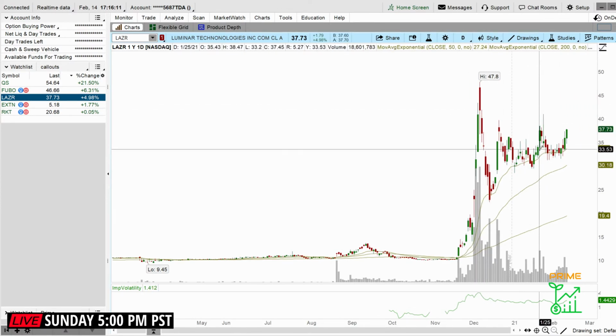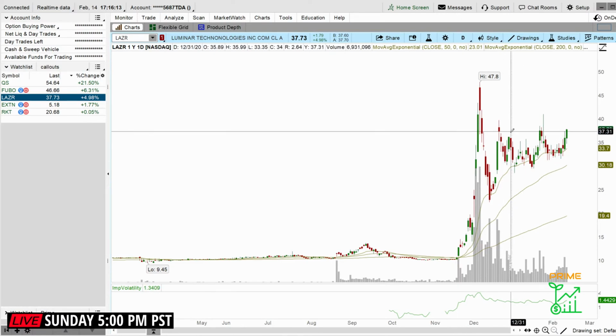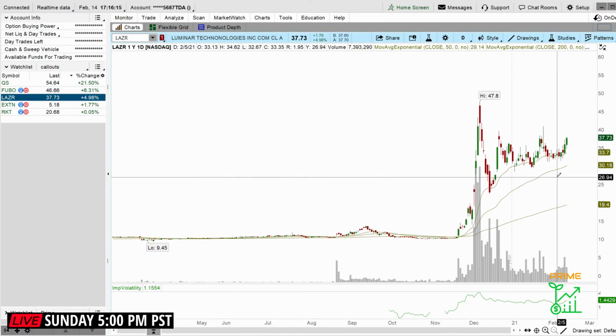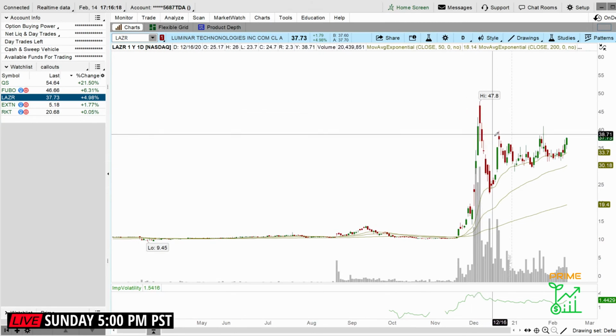LAZR, I do like this price pattern. Obviously, well, maybe it's not obvious. To me, this is more bullish than it is anything else. It's above all the moving averages. A pretty wide range bullish consolidation.